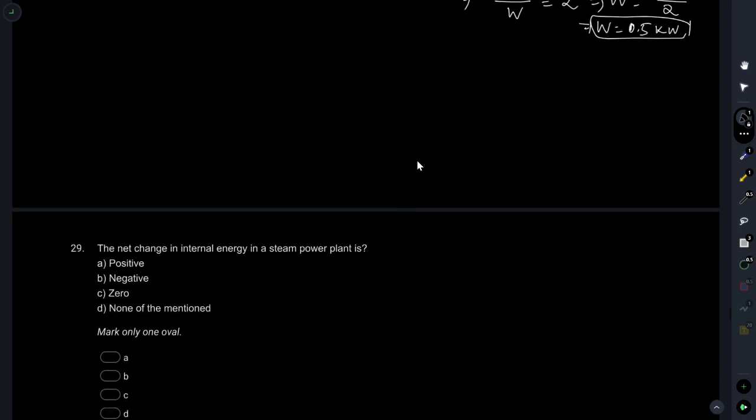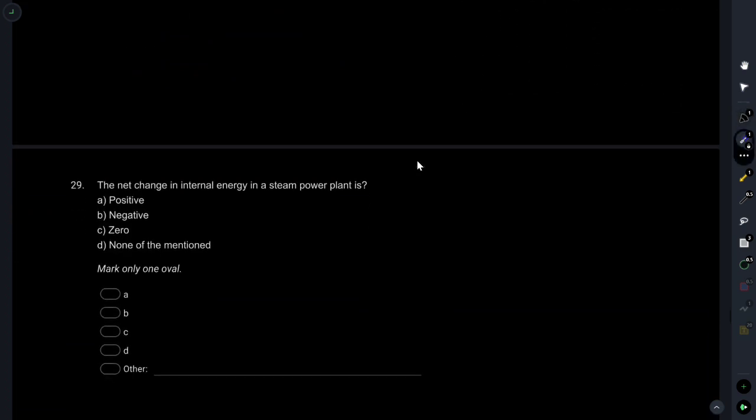Now next question. What is the net change in internal energy in a steam power plant? A steam power plant is a cyclic device, we know. And for a cycle, what is the change in internal energy? Internal energy is a property of the system, and it is a state function, that is a point function. If you are calculating the change in internal energy for a cycle, then that should be equal to 0. The change of any point function for a cycle will always be equal to 0. So option number C will be the correct answer for this particular question.